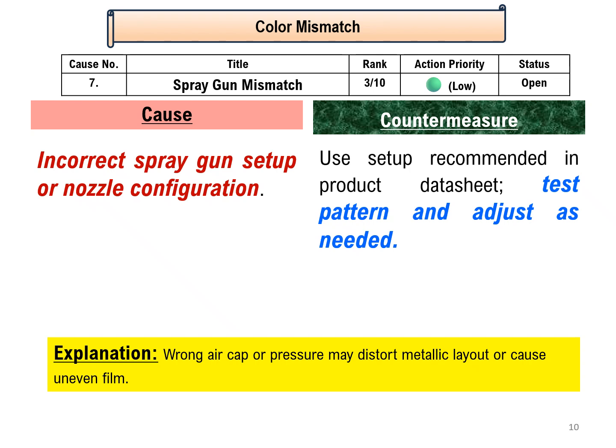Number seven, probable cause could be incorrect spray gun setup or nozzle configuration. Wrong air cap or pressure may distort metallic layouts or cause uneven fill. Therefore, use the setup recommended in the product data sheet, test the pattern and adjust as needed.